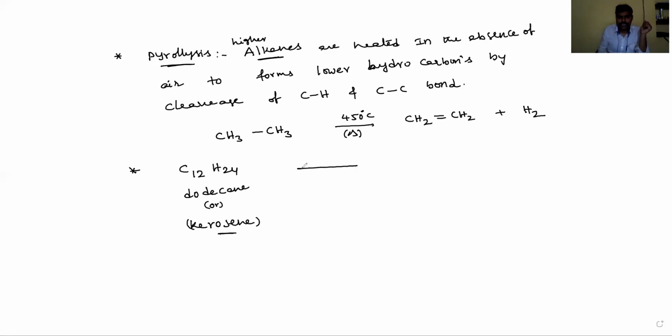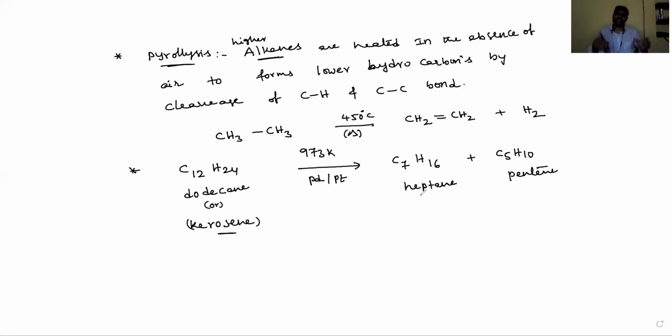On pyrolysis at 973 kelvin in the presence of palladium or platinum catalyst, we get C7H16, n-heptane or heptane, as the product, and the remaining pentene, C5H10. A mixture of products will form. Higher carbon alkanes are converted into lower carbon hydrocarbons. It may be alkanes or alkenes as the products. Okay, these reactions are known as pyrolysis reactions.